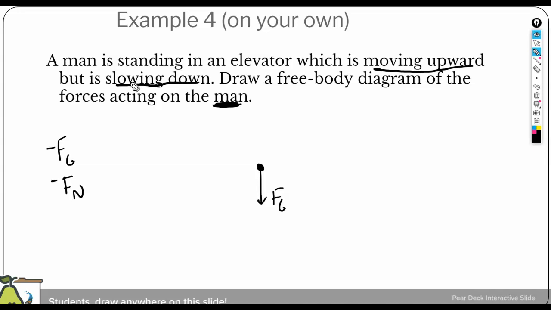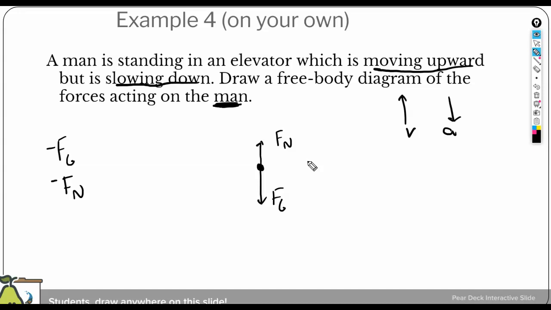And so based off of the fact that the man is going up, but he's slowing down, that indicates to me that his velocity is up, but his acceleration is down. Now, what that means is I need to make sure to draw this free body diagram such that he is accelerating down. And so if the force of gravity is going down and the normal force is going up from the surface, I need to make sure that this arrow is shorter than the force of gravity. And so this is what example 4 should look like. Okay, notice the arrow for the normal force is shorter than the arrow for the force of gravity.